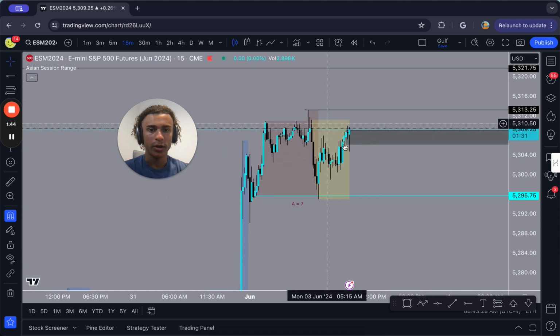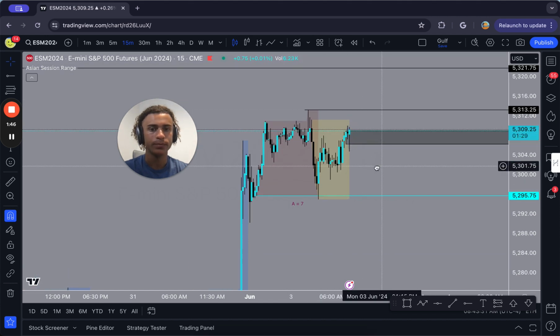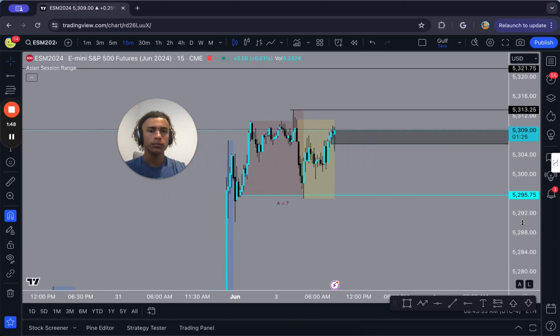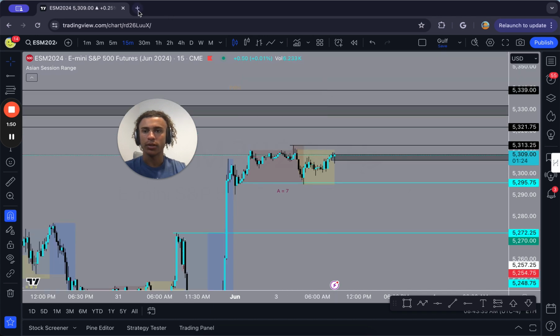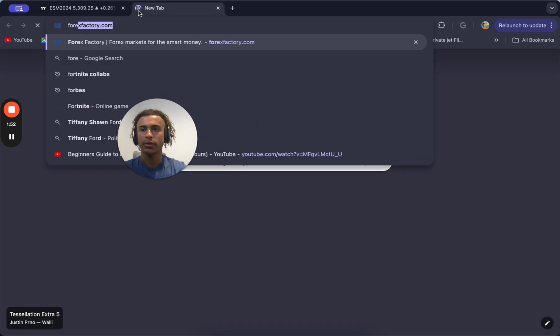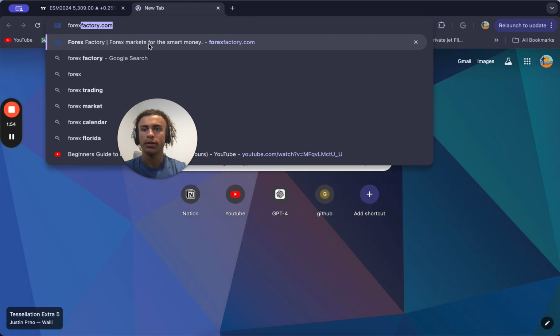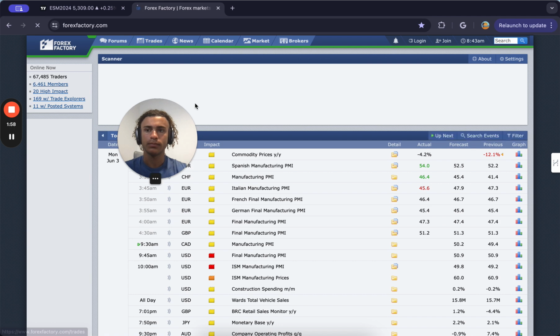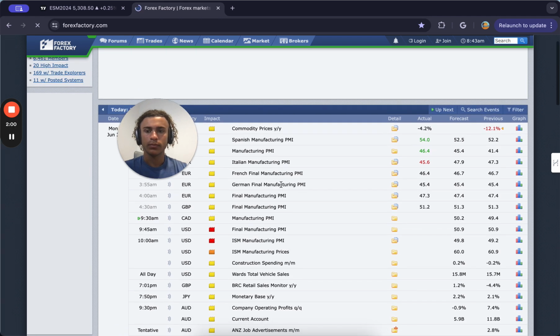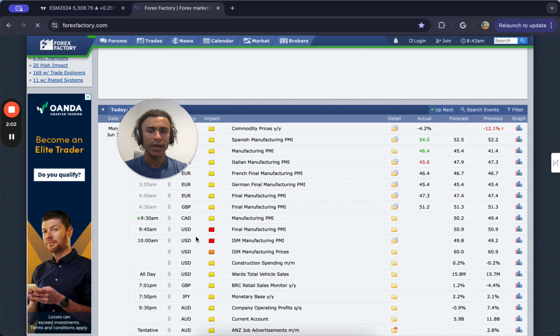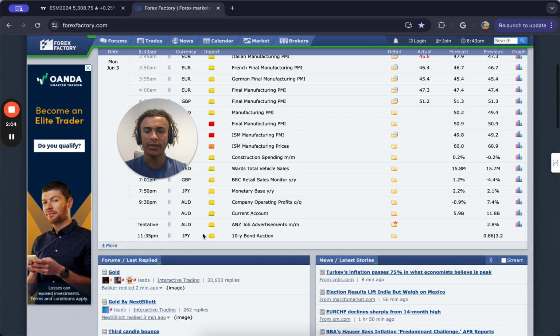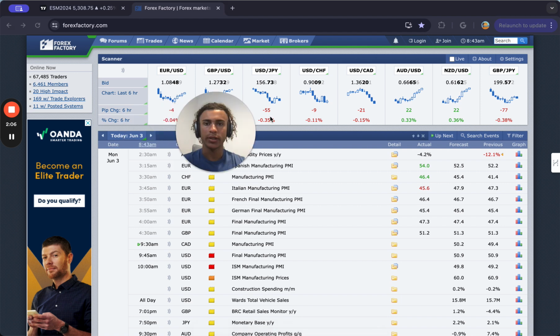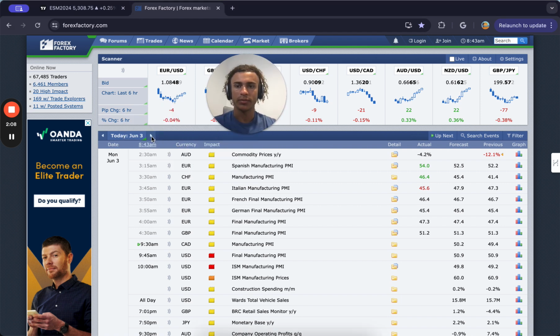We have our New York Open area of liquidity right here. And we do have some news this week, so let's head on over to forexfactory.com real quick. So we have some news at 9:45. We have some news at 10. And this whole week, really, we're going to be having some news.